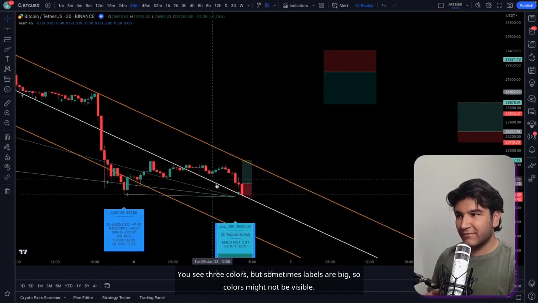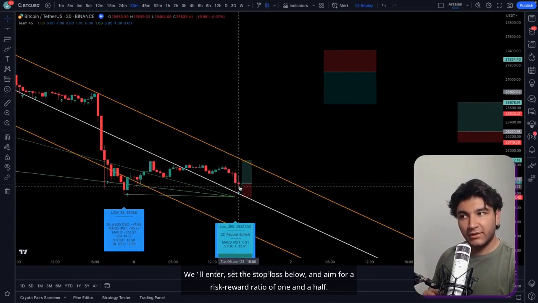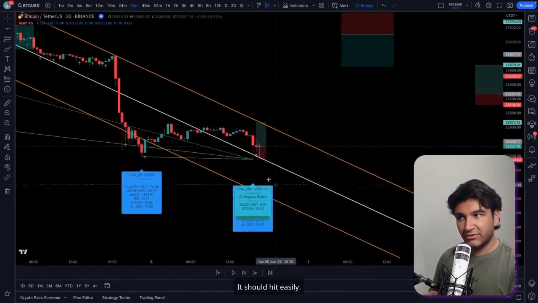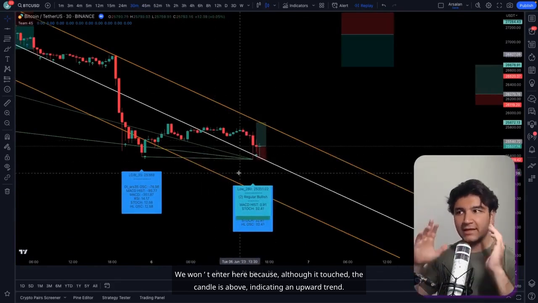You see 3 colors, but sometimes labels are big, so colors might not be visible. Check the number of lines here. We'll enter, set the stop loss below, and aim for a risk-reward ratio of 1.5. It should hit easily. We won't enter here because, although it touched, the candle is above, indicating an upward trend.